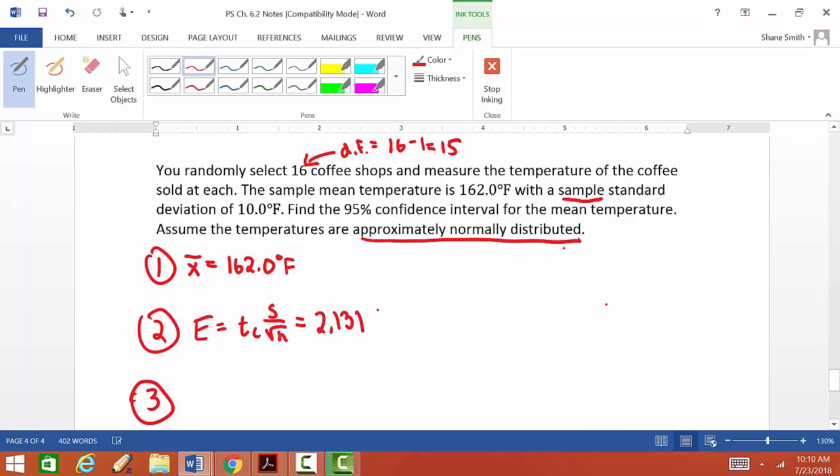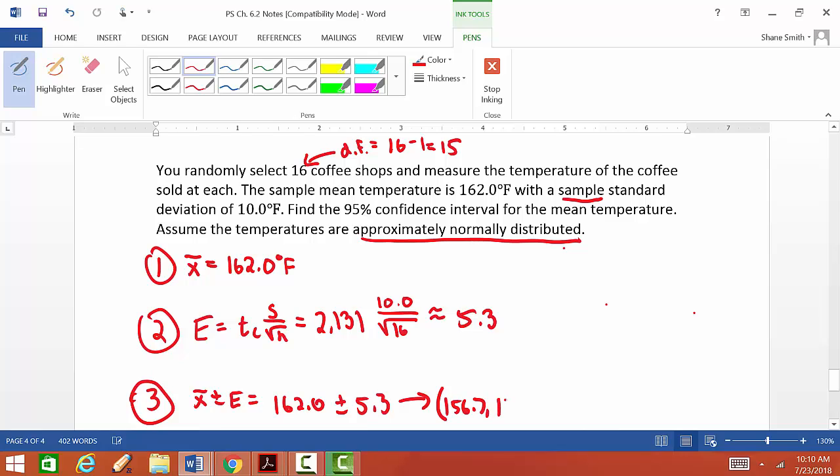s is our standard deviation, which is 10. And n is the square root of 16. And we get a margin of error of 5.3. And I'm just using 1 decimal place again because I'm matching what the mean is. Finally, we add and subtract the margin of error from x bar. And that's it. So when I subtract, I get 156.7, and when I add, I get 167.3.